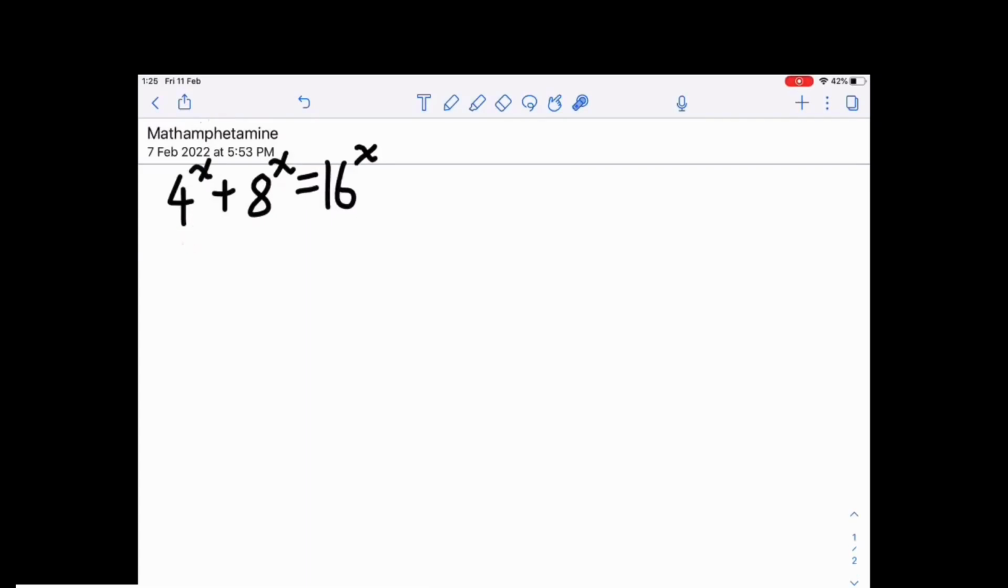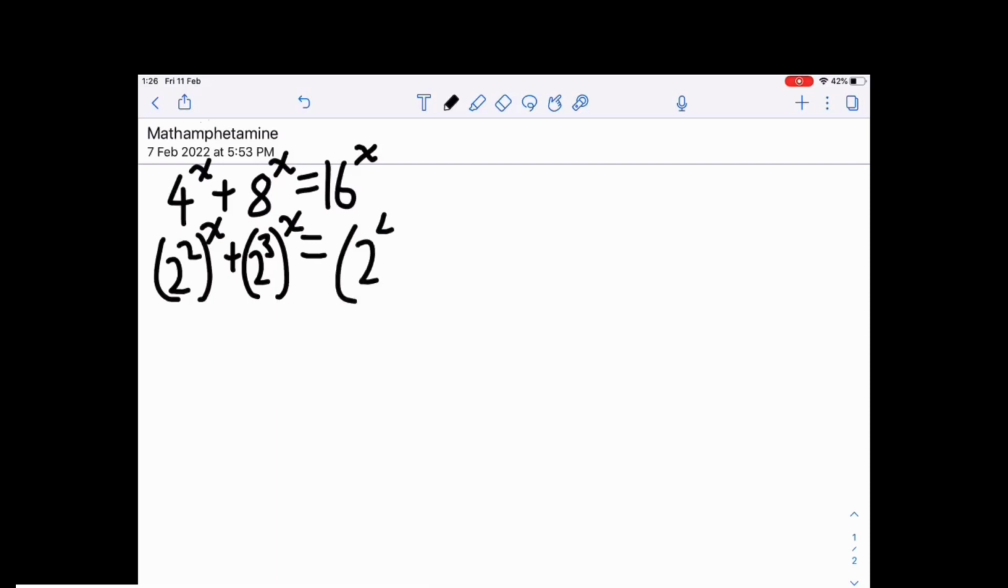Welcome to Mathemaniac. Today we are going to solve the equation 4 to the power of x plus 8 to the power of x is equal to 16 to the power of x. First, we can write 4 as 2 squared, to the power of x, plus 2 cubed to the power of x, is equal to 2 to the power of 4, to the power of x.